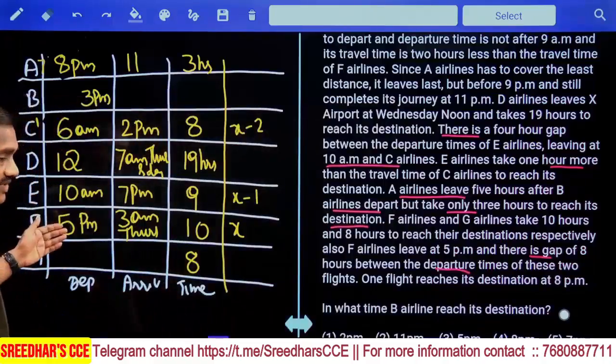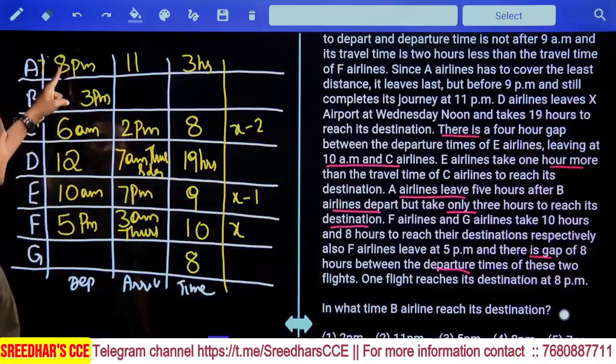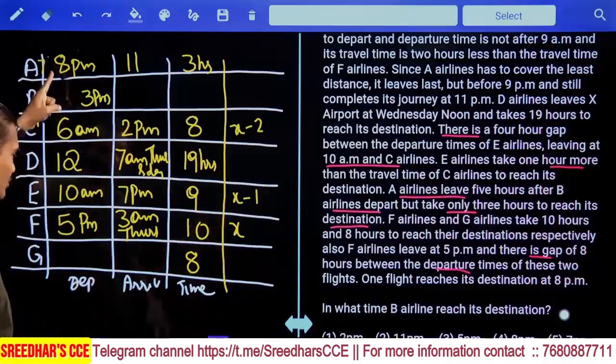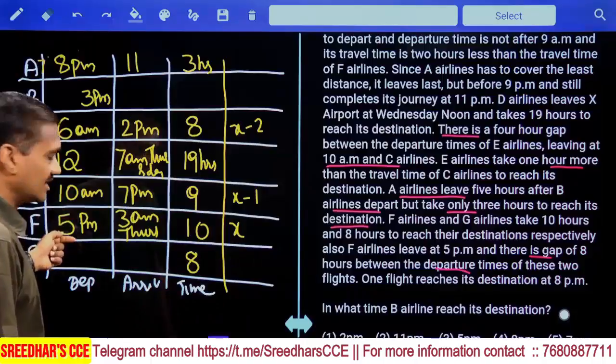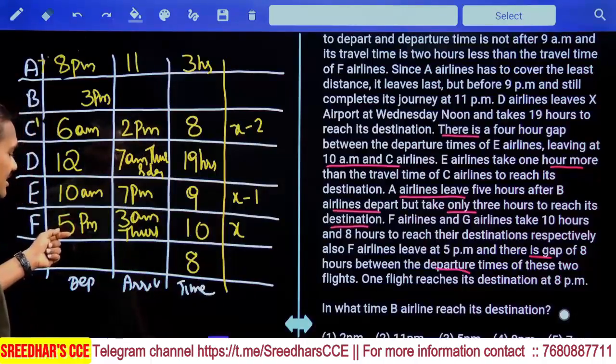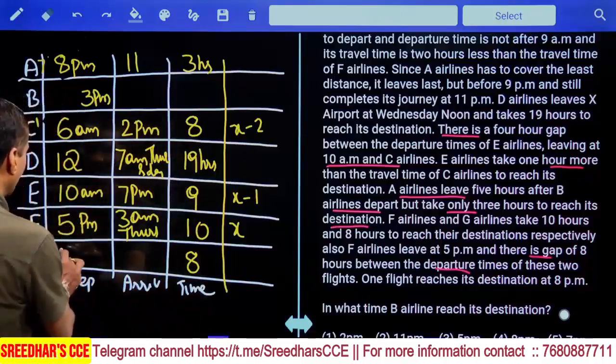8 hours గ్యాప్ అంటే 5 pm తర్వాత 8 hours మనం కౌంట్ చేసాం అనుకోండి, 1 am రావాలి. కానీ బికాజ్ ద లాస్ట్ ఫ్లైట్ 8 pm కి స్టార్ట్ అయింది, ఇంకేది కూడా 8 pm కన్నా ముందే ఉండాలి కనుక 5 pm కి ప్లస్ 8 hours ఇక్కడ అవ్వకూడదు, -8 hours రావాలి. -8 hours అంటే ఎన్ని గంటలకు రావాలి చెప్పండి? Minus 8 hours, 5 and 12 minus 3, 9 a.m.